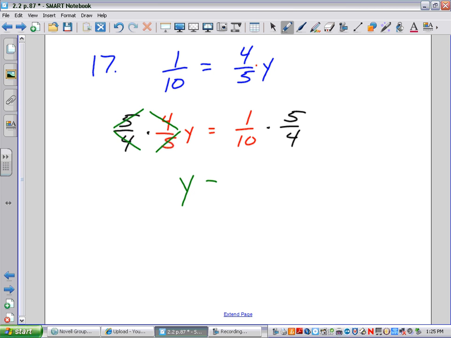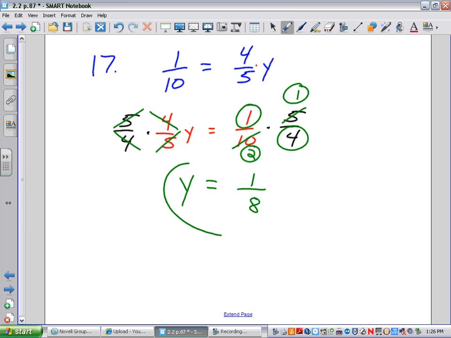I'm just left with y equals. Then multiply on the other side. I can cross cancel over here my 10 and my 5. See, my 5 and my 10 would be a 1 there and a 2 there. And then multiply. Numerators, 1 and 1 on top. That's 1 times 1 is 1. Then on the bottom you have a 2 and a 4. Multiply those, 1/8. There's your answer. y equals 1/8. Again, we'll practice more fractions in class together.